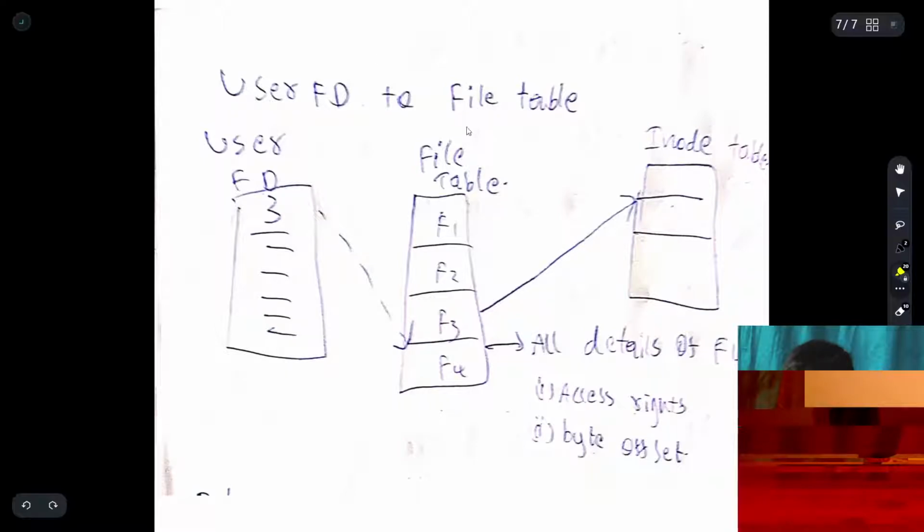And then, from the user file descriptor to the file table. From the user file descriptor, you pass some value, or you call a system call. Then, with the help of the kernel, it will get into the file table, and in the file table it will access a file which is in the file directory. In the file directory, it will search for the inode value of that particular file. After getting that inode value, it will bring it back again to the file table, and from the user file descriptor it will execute the whole thing in the kernel. The file table contains all the details: access rights and byte offsets.